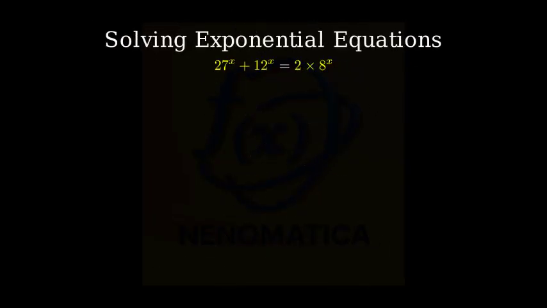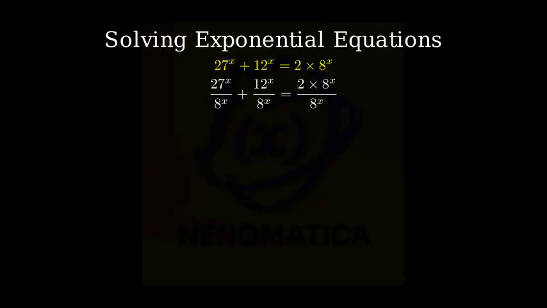Let's begin with our example. We need to solve the following exponential equation: 27 to the power of x plus 12 to the power of x equals 2 times 8 to the power of x. The first step we'll take is to divide both sides of the equation by 8 to the power of x. This will help us simplify the right side of the equation.